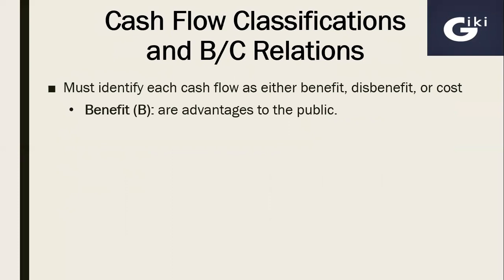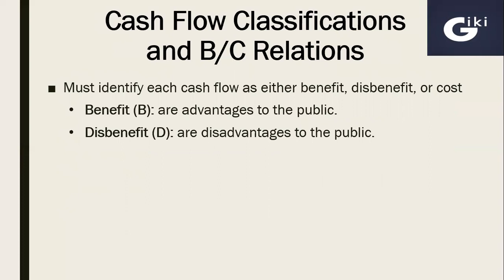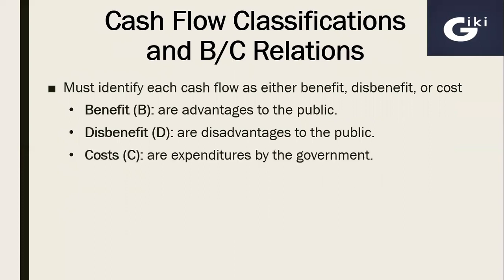Benefits are advantages to the public of certain public sector projects in terms of money. Disbenefits are disadvantages to the public in terms of money. And costs are expenditures borne by the government to construct, operate, and maintain that particular project.